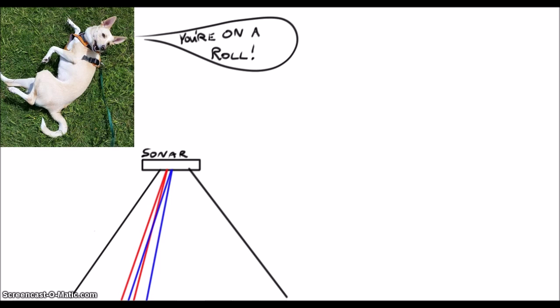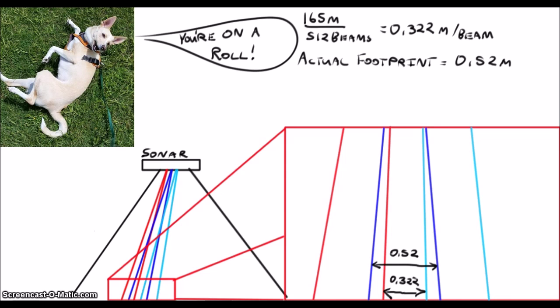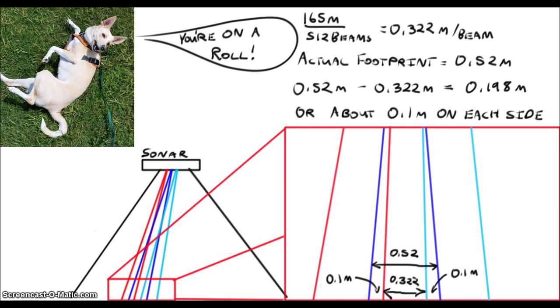This is a good thing when you're going over an interesting feature, as you might want to get as many soundings on it or around that feature as possible. If the same sonar was set up to output 512 equidistant beams, or beams that are spaced equally along the sea floor within a 165 meter footprint, you would find an overlap of about 0.198 meters per beam. A beam that is 0.52 meters wide would only uniquely insonify a 0.322 meter wide footprint. Pretty cool.